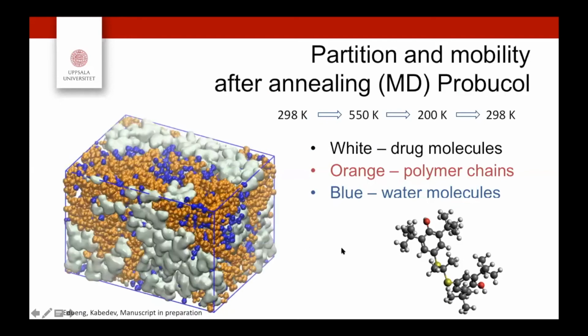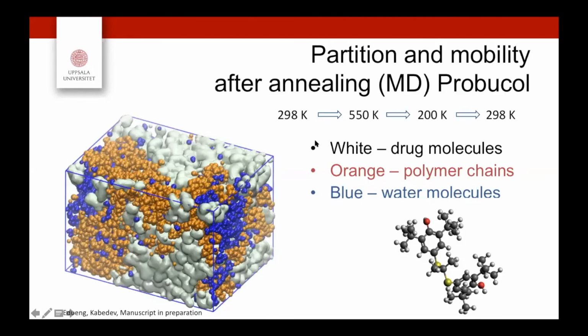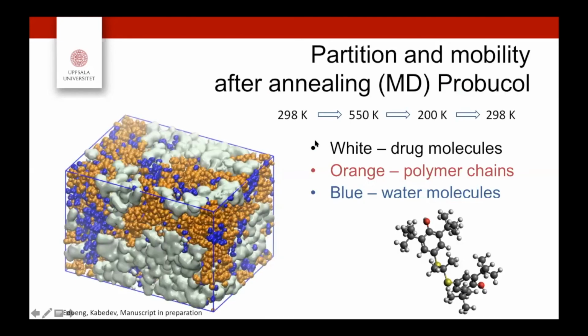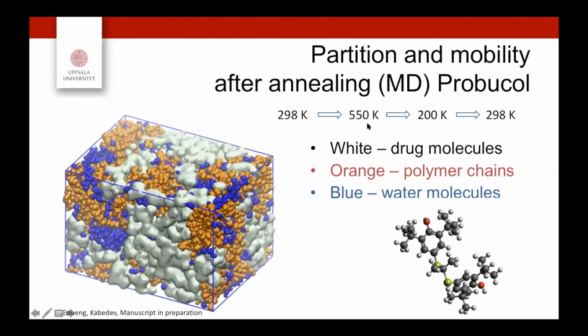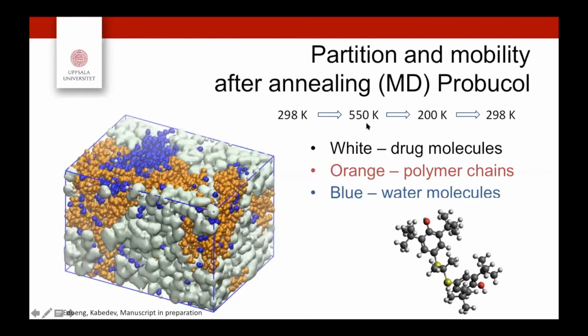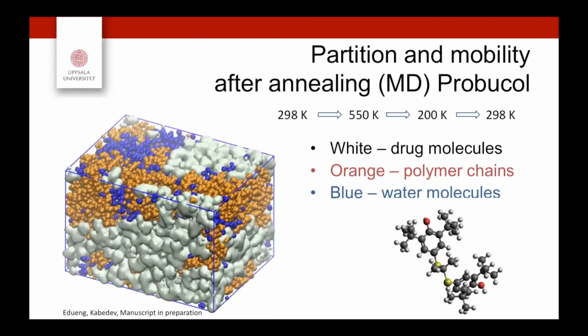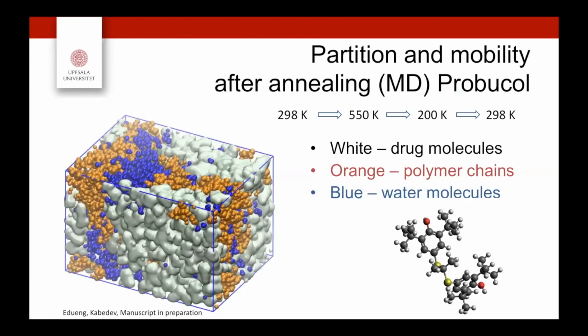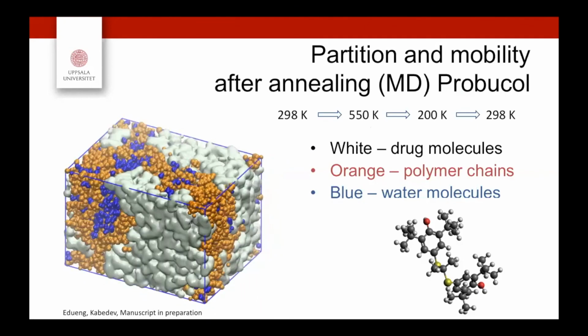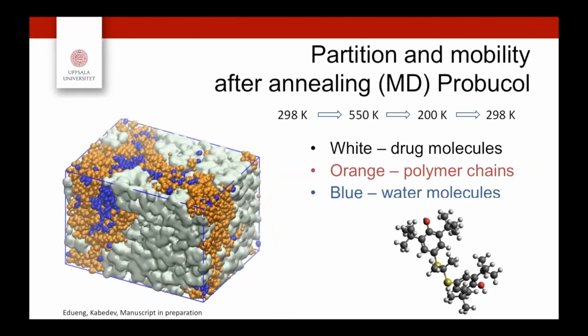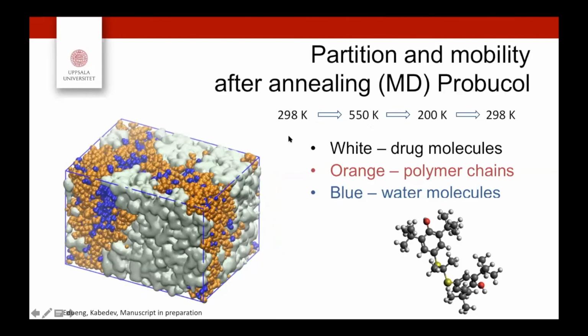Here, the process included several stages. First, we warmed up the system until it reached 550 kelvins, so that it would actually melt, so all the molecules could be mixed, polymer and water and API, because otherwise it tends to phase separate from the very beginning and nothing happens at room temperature, at least on the scale of nanoseconds and up to microseconds.